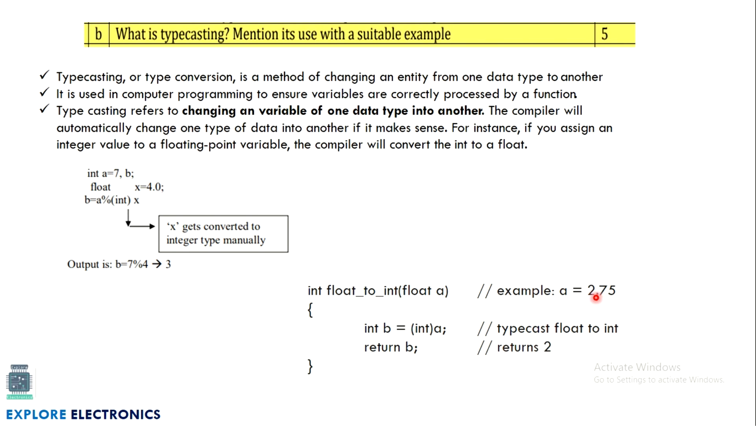Suppose a is 2.75, it will convert this float value into integer. So the output will be only 2 after conversion. So this is how you can give an example and explain this.